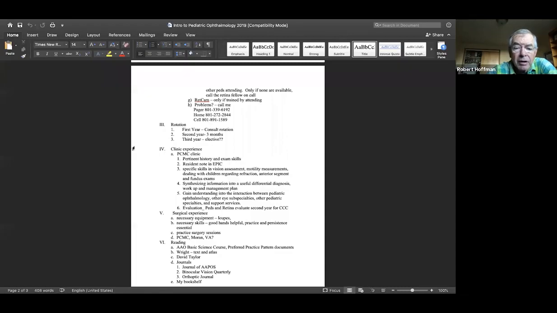Now, as far as surgical experience, again, if you have the opportunity to come to the OR with us ahead of time, have some loops. If you don't have loops, I do have one set that you can use. It's in a headset thing, and it's there for that purpose. Use that to do practice surgery. If you want to borrow it, just let me know and I'll make those arrangements.